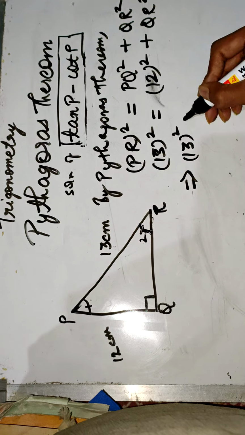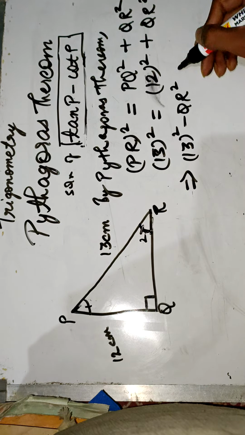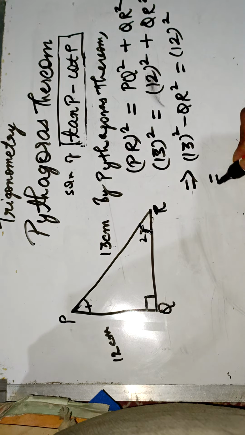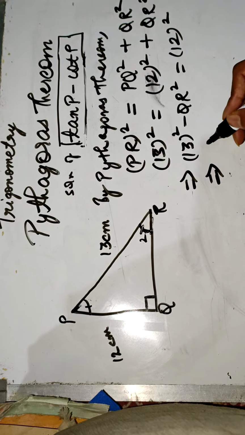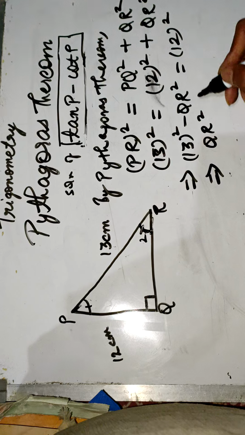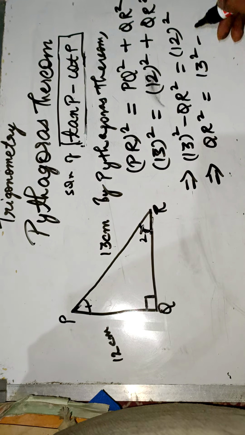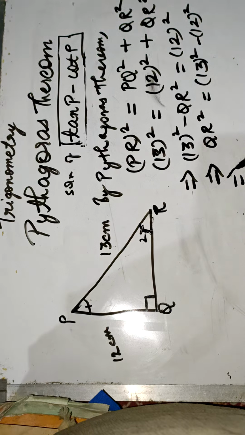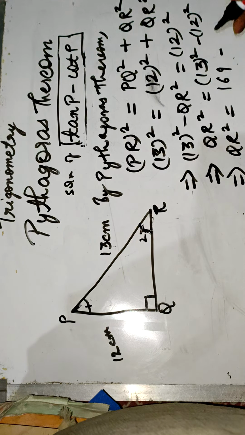Then we are having 12 whole square here, and then QR square can be seen as 13 square minus 12 square. So in this particular case we can see that the value of QR square is 13 square, which is 169, minus 12 square, which is 144, that is equal to 25.